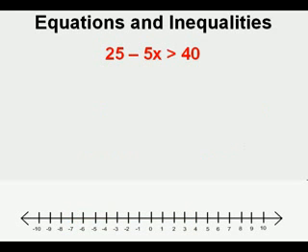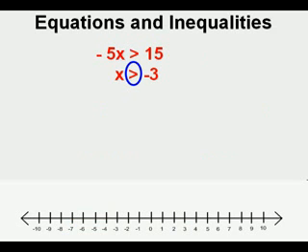Here's another one. This is 25 minus 5x is greater than 40. We'll remove the symbol chart this time and see if we remember how to do it. First step, we move the 25 to the right of the equal sign. And on the other side, the 25 becomes negative 25. We combine like terms on the right, so 40 minus 25 make 15. To solve for x, we need to divide both sides by negative 5, so the right side is negative 3.